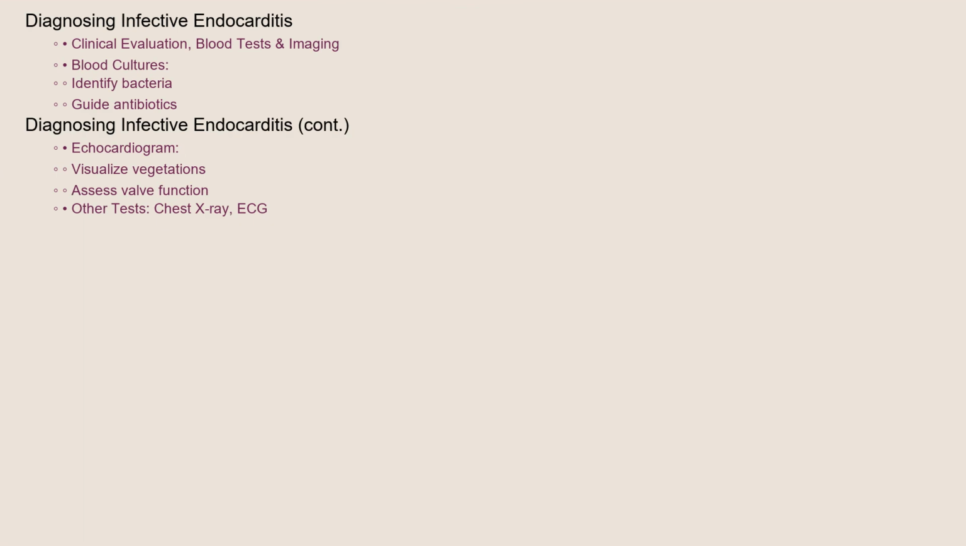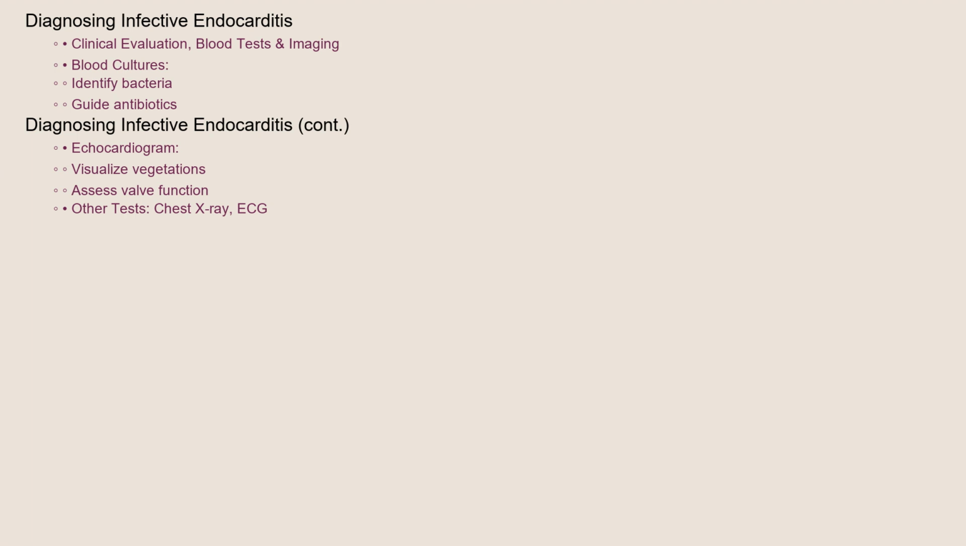Diagnosing infective endocarditis involves a combination of clinical evaluation, blood tests, and imaging studies. Blood cultures are crucial to identify the causative bacteria and guide antibiotic therapy. An echocardiogram, either transthoracic or transesophageal, provides detailed images of the heart valves, allowing doctors to visualize vegetations and assess valve function. Other tests like chest X-rays and electrocardiograms, ECG, may be performed to evaluate the impact on the lungs and heart's electrical activity. The modified Duke criteria are often used to standardize the diagnostic process and increase the accuracy of diagnosis.